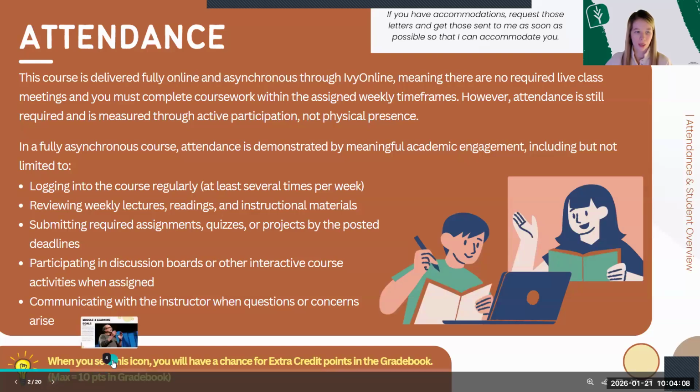Just a reminder, asynchronous attendance is demonstrated by your academic engagement. When you see the light bulb icon, it is an opportunity for extra credit in the gradebook. Just remember, you can get 10 points extra credit from the lectures and those opportunities, and then 5 points extra credit at the end of the course for filling out your course evaluation.